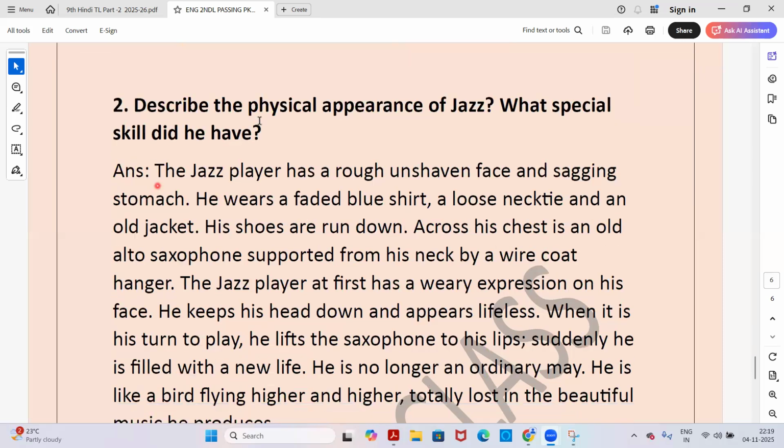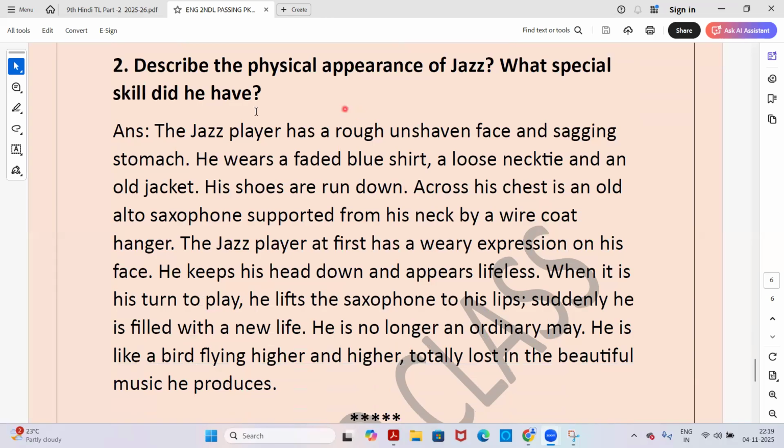Question 2. Describe the physical appearance of Jazz. What special skill did he have? Answer. The jazz player has a rough, unshaven face and sagging stomach. He wears a faded blue shirt, a loose necktie, and an old jacket. His shoes are run down. Across his chest is an old alto saxophone supported from his neck by a wire coat hanger. The jazz player at first has a weary expression on his face. He keeps his head down and appears lifeless.